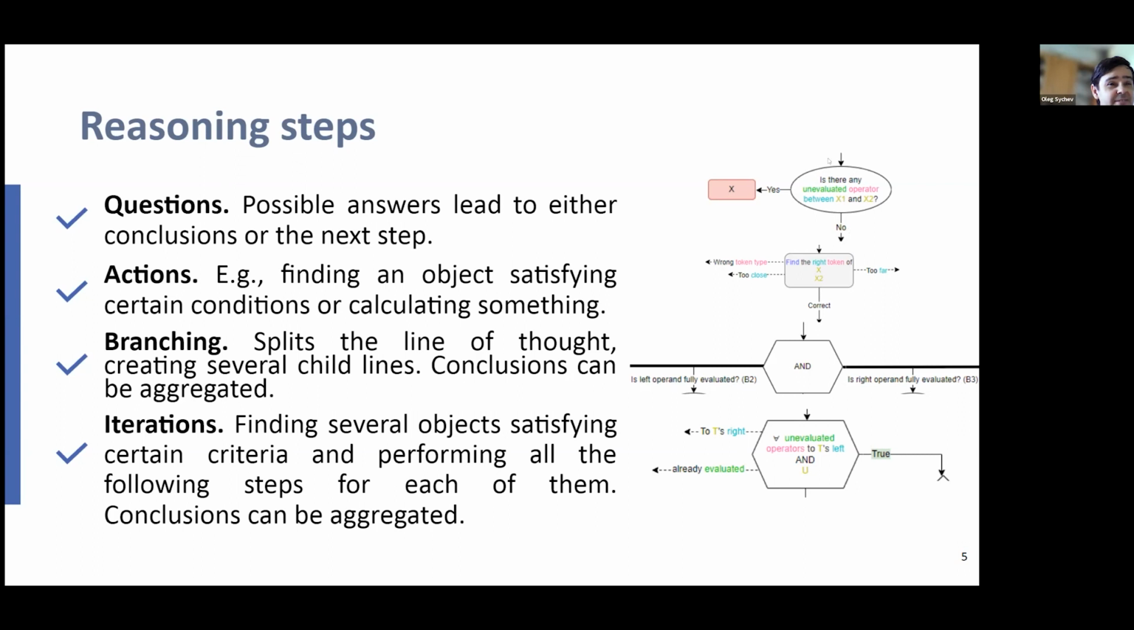Questions that should be answered with different movement during the questions. Actions, like finding some object, calculating something, and so on. Actions have specific types of error tied to them. Branching, which splits the line of thought into several chained lines. If the question is a yes or no question, the conclusions from different lines can be aggregated using logical and, or, not operators. And iterating objects satisfying certain criteria and performing some actions for all of the iterated objects.